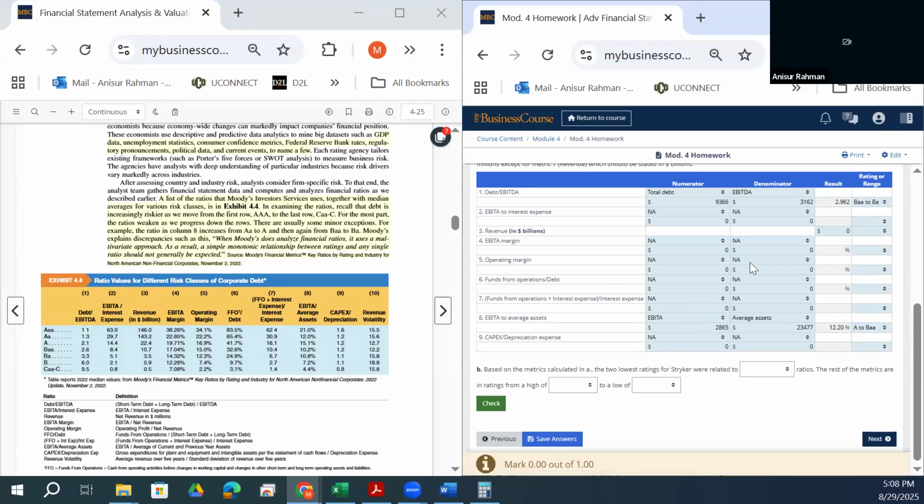So you'll follow the same process for the other metrics. I just wanted to quickly go over this problem to help you. So hopefully it is helpful.